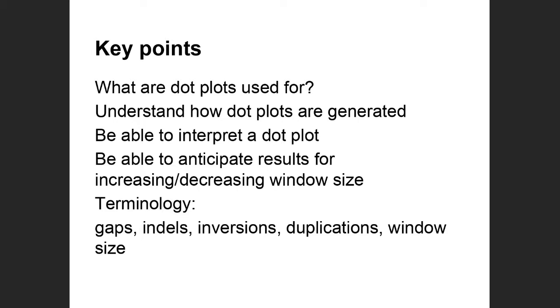And then inversion is a break in the DNA sequence, and then it flips on itself and then rejoins. You will see what that looks like in terms of sequence. The duplication is when there is a DNA sequence that will appear somewhere else in the genome. Maybe it repeats itself right after it, or it could be somewhere else in the genome. And the window size, you're going to see what happens when you increase or decrease it.